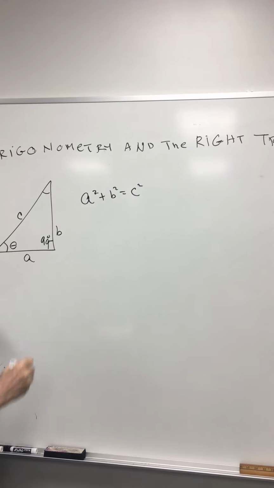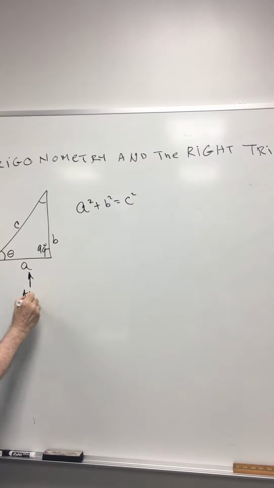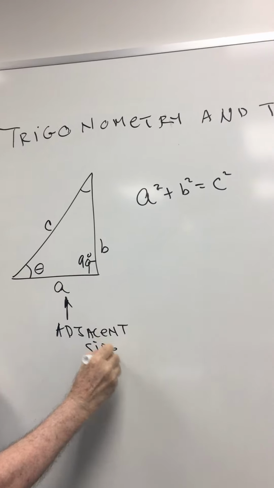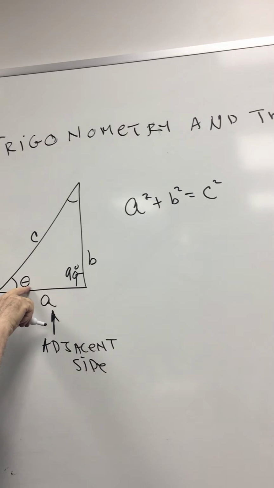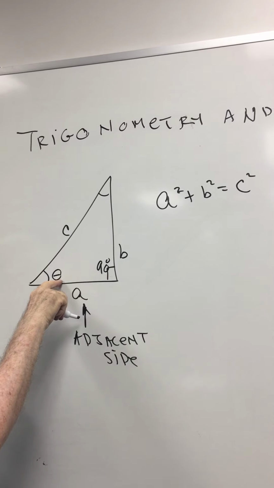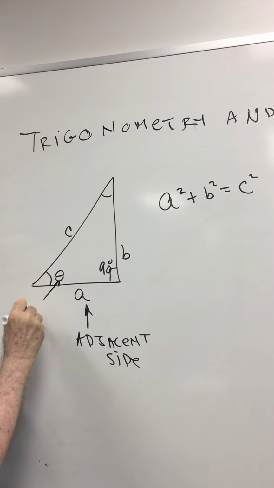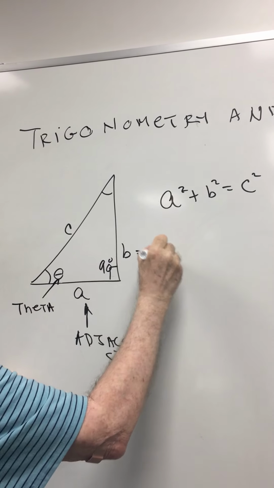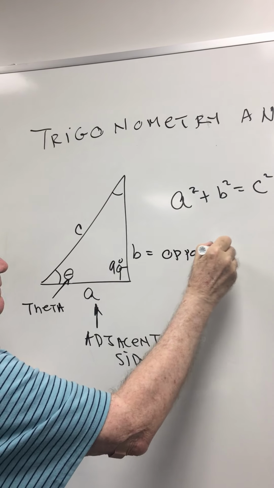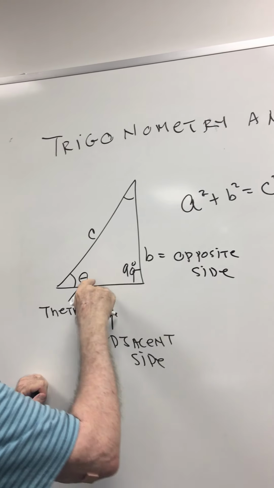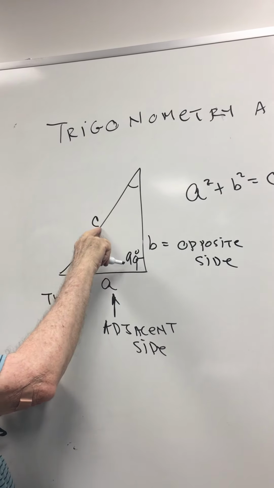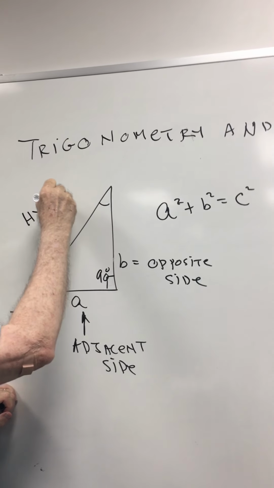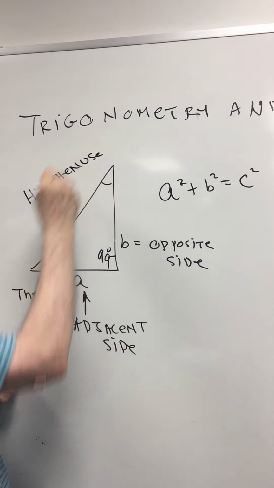This side, which is A, is called the adjacent side. This angle right here, which looks like a zero with a line through it, is called theta, the Greek letter theta. And this side right here is called the opposite side. It's the side opposite theta. And then C, the longest side, is called the hypotenuse.